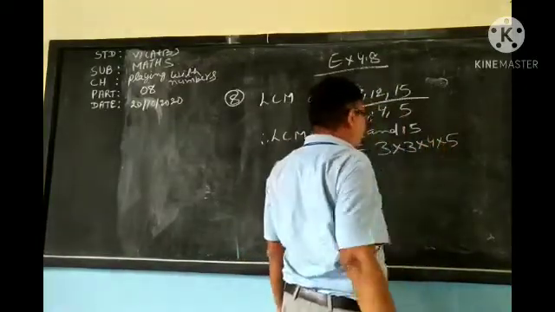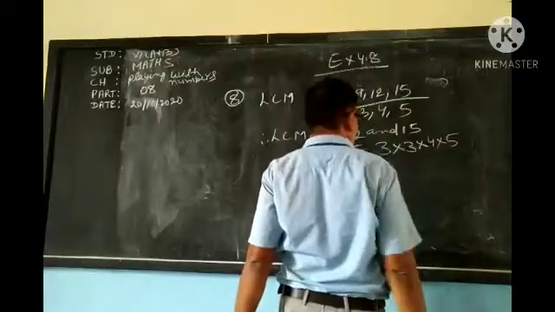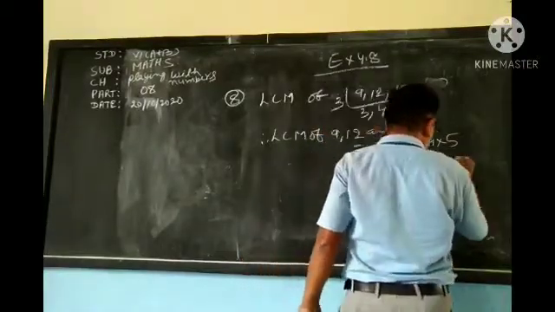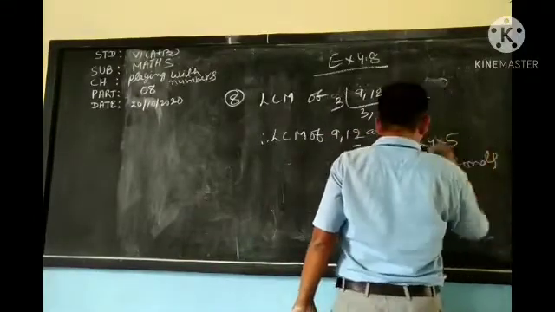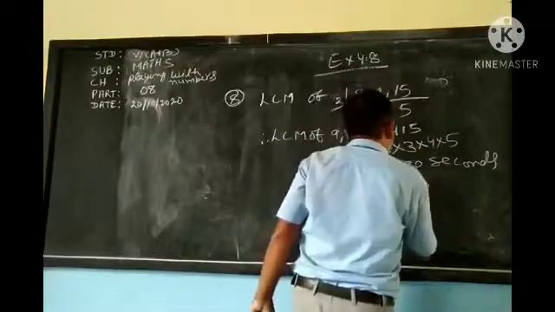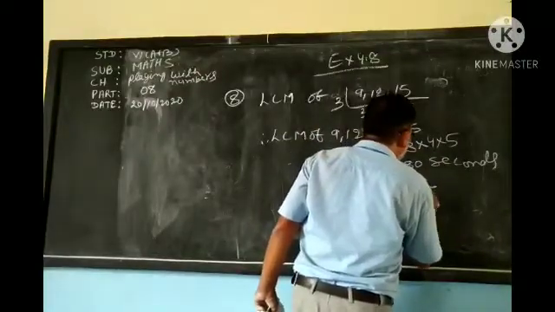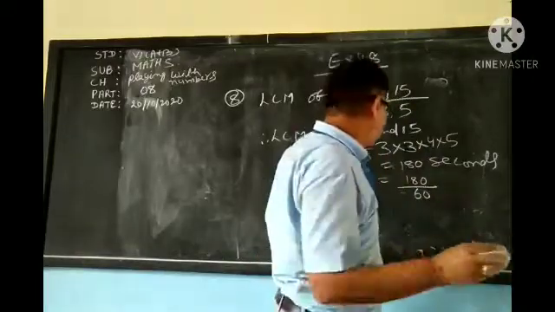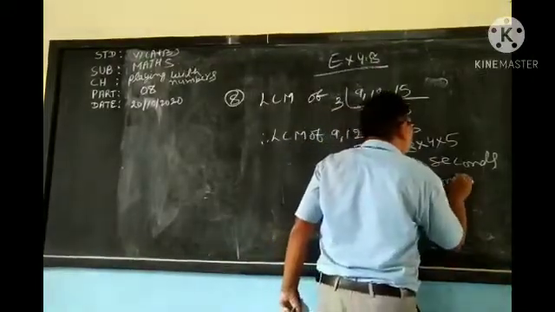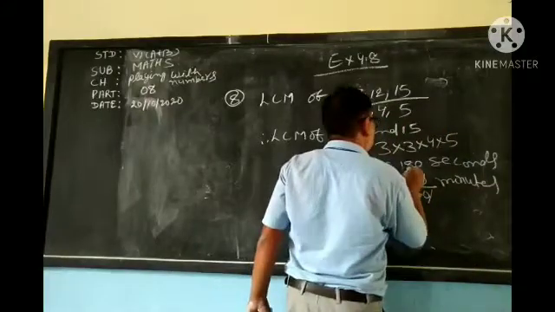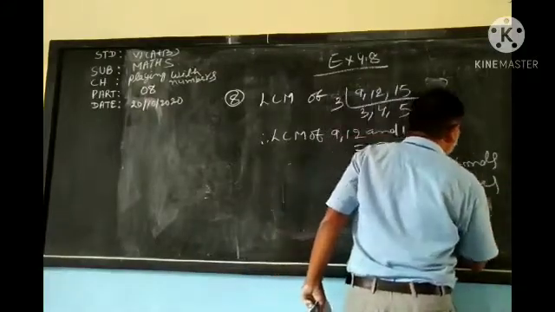5 into 4, 20. 20 into 3, 60. 60 into 3, 180 seconds. The unit here is seconds. So now change seconds into minutes: 180 by 60, because 1 minute is equal to 60 seconds. What is your answer? See this one: 3 minutes.